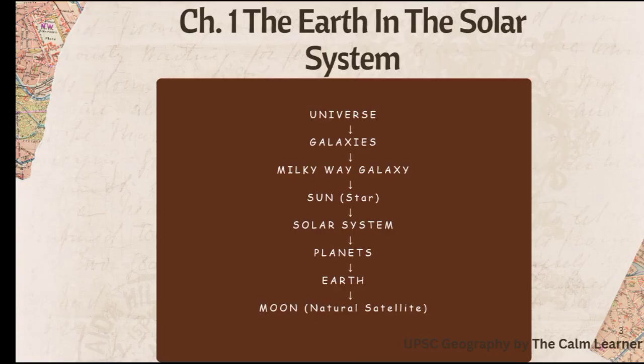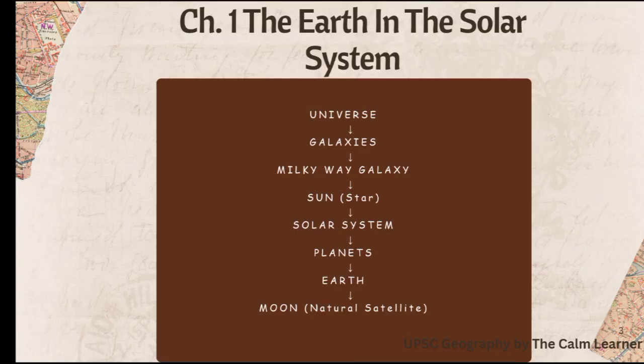When we move one level down, we come to galaxies. A galaxy is a huge collection of millions of stars, dust, and gases. One such galaxy is the Milky Way galaxy, and this is the galaxy in which we live. Inside the Milky Way galaxy, we find the solar system. The solar system consists of the sun, planets, moons, and other celestial bodies.